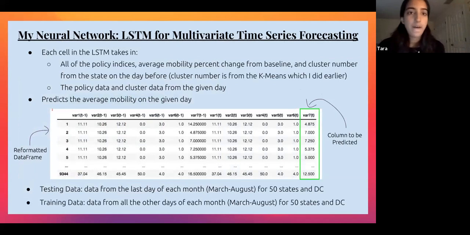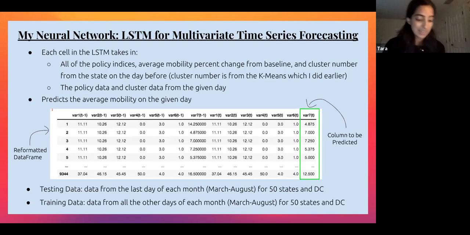So for my neural network, I used an LSTM for multivariate time series forecasting, which basically means that each cell takes in information from multiple variables and it predicts the data for a certain point in time. So each cell in the LSTM takes in all of the policy indices from the day before. It takes in the average mobility from the day before. It takes in the cluster number, the policy cluster number, and the mobility cluster number from the day before for that state. And it takes in the policy and cluster data from the given day. So basically it takes in the policy, cluster, and mobility data from the day before and the policy and cluster data from the day of, and then it predicts the mobility for that day.